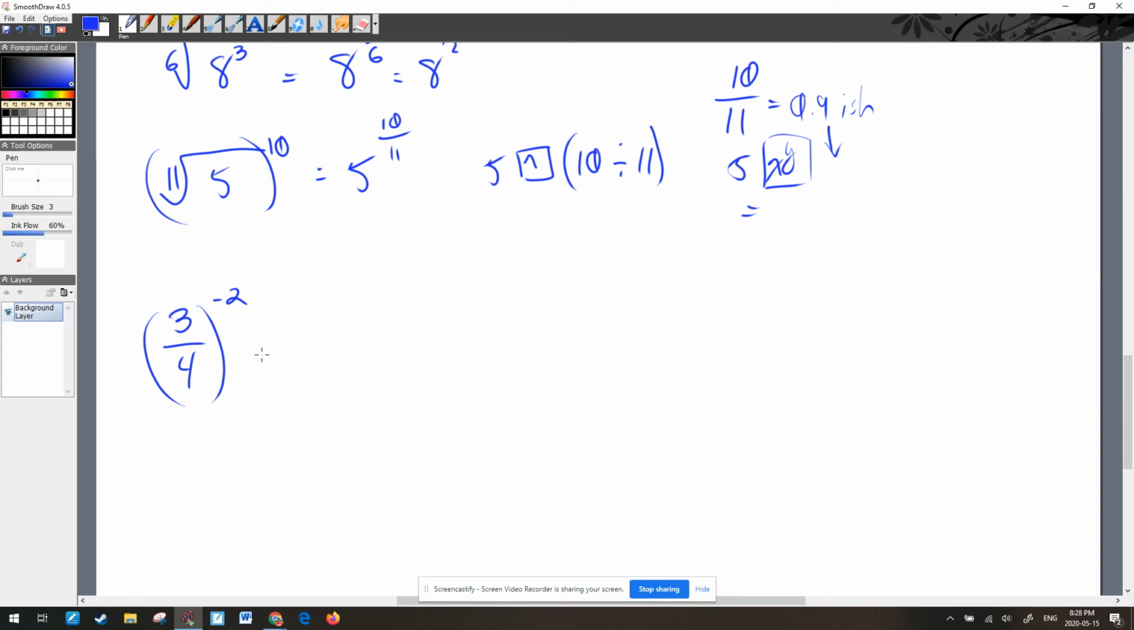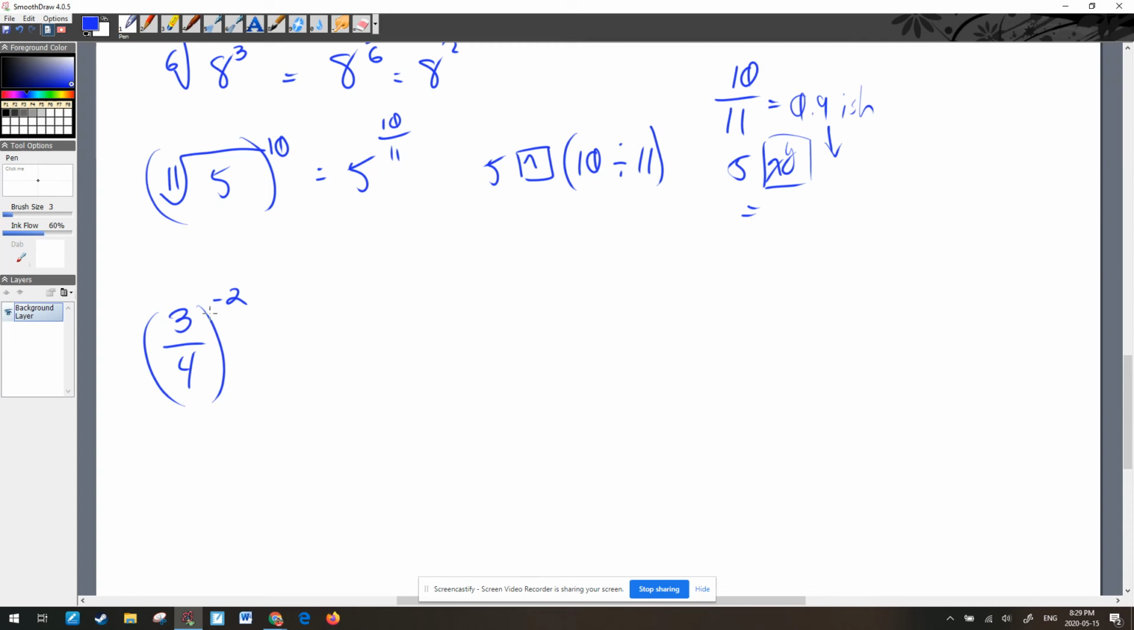Now, certainly, if you had a calculator, you could type 3 divided by 4 in brackets to the exponent negative 2, and it would give you some not very nice number. It would be something akin to, I don't know, like 1.7 repeated, I think is what it is, something like that. But what we're going to do here is we're going to use our knowledge of exponent rules, and we're going to simplify this and write it in a simplified form.